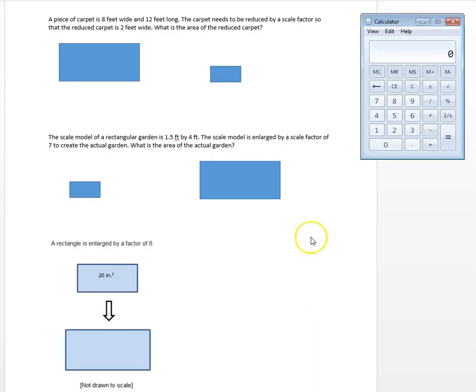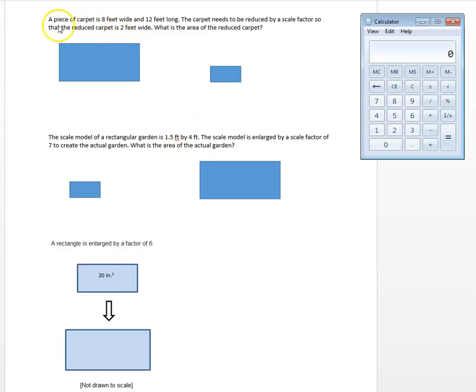Here are the three kinds of problems that you're going to encounter. Actually, there's really two kinds of problems, but they come in enlargement and reduction types. So we're going to look at three of those just so you get an idea what to do.